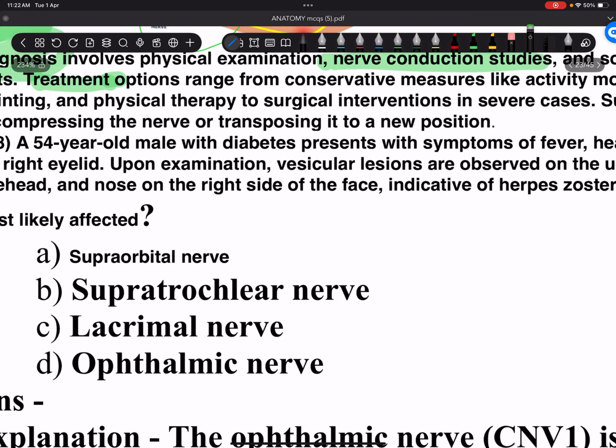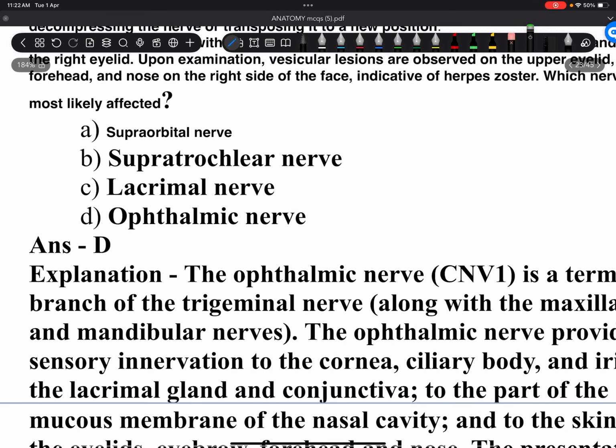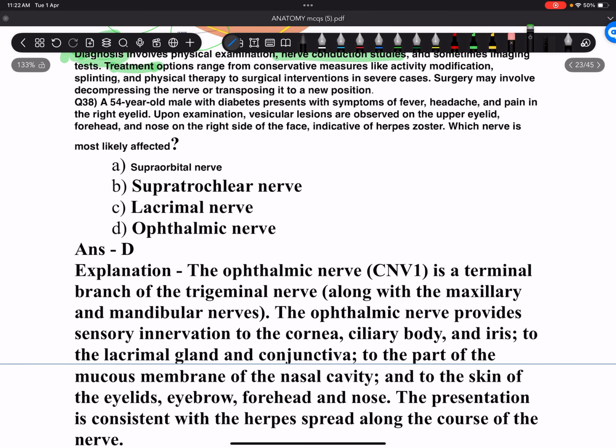Tell me the answer. I hope you all get it. Ophthalmic nerve. Great. There is a lot of information given. First of all, upper eyelid, fever, headache, pain. Herpes zoster is indicated where the pain is in the upper eyelid, and vesicular lesions are on the nose and right side of the face. So you get the answer very easily.